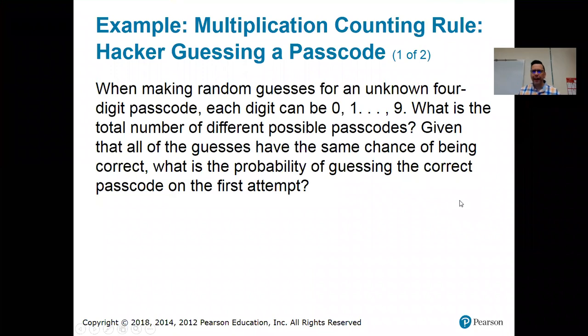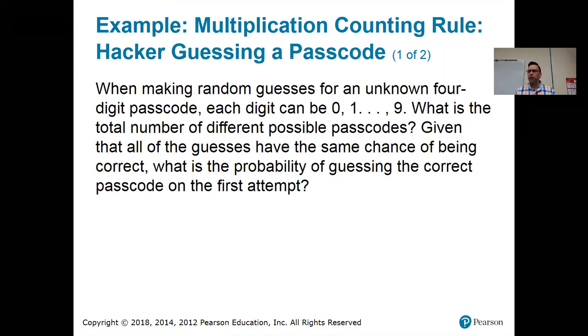Here's an example of the multiplication counting rule. When making random guesses for an unknown 4-digit passcode, think like your ATM PIN number, each digit can be 0, 1, 2, 3, 4, 5, 6, 7, 8, 9. What is the total number of different possible passcodes? That's the first question. And then the second question is, given that all of the guesses have the same chance of being correct, what is the probability of guessing the correct passcode on the first attempt?